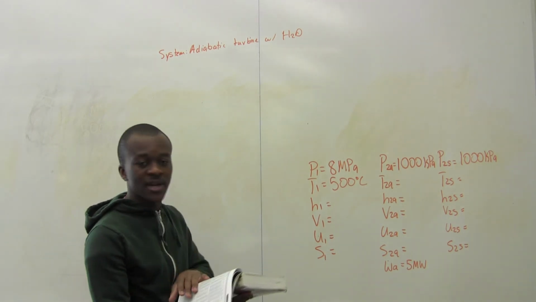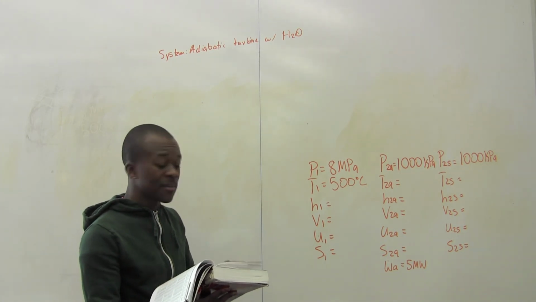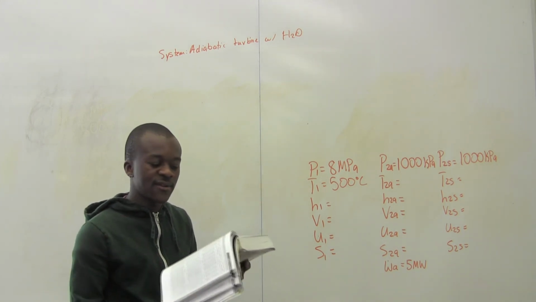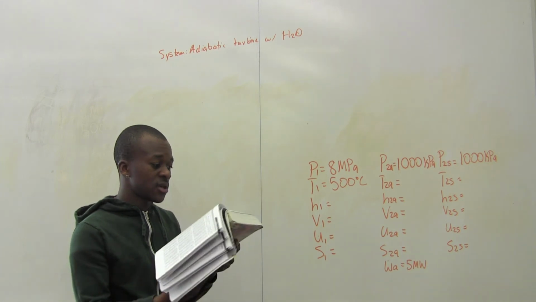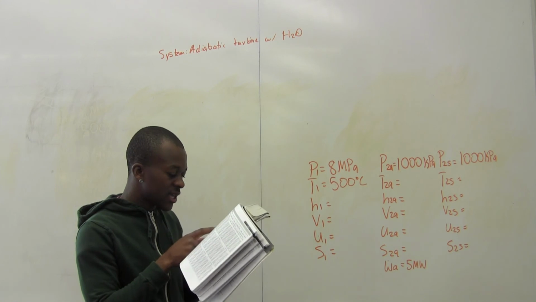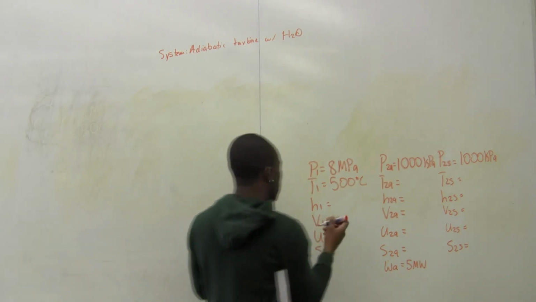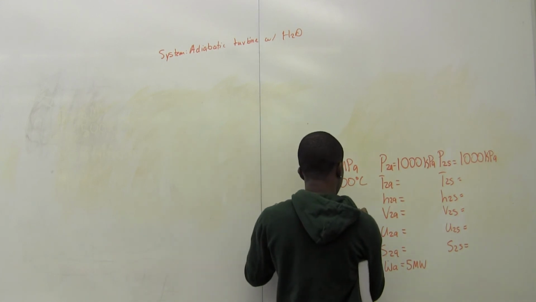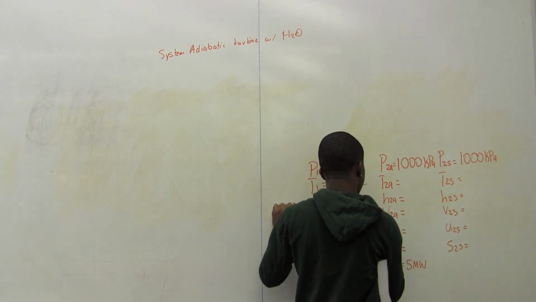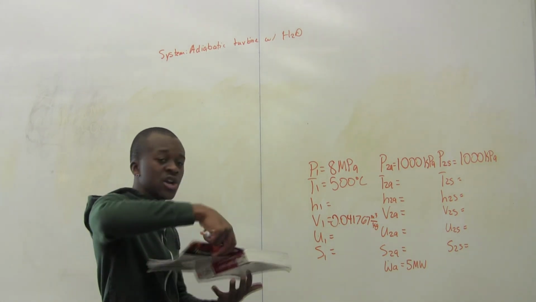And I find 8 megapascals on table A6, and you find 500 degrees Celsius. What it looks like is my V is 0.041767 meters cubed per kilogram. And we keep doing this with all of our properties, with our H, our U, and our S.